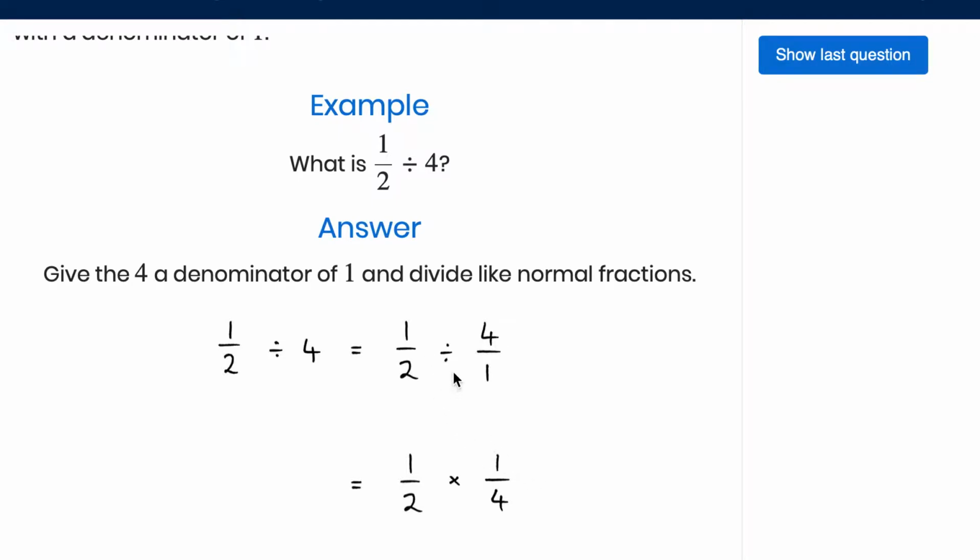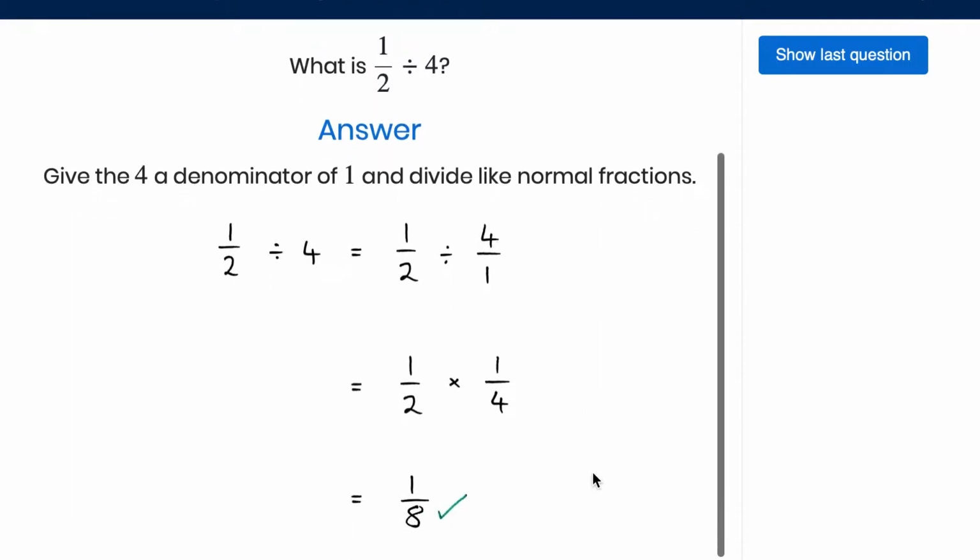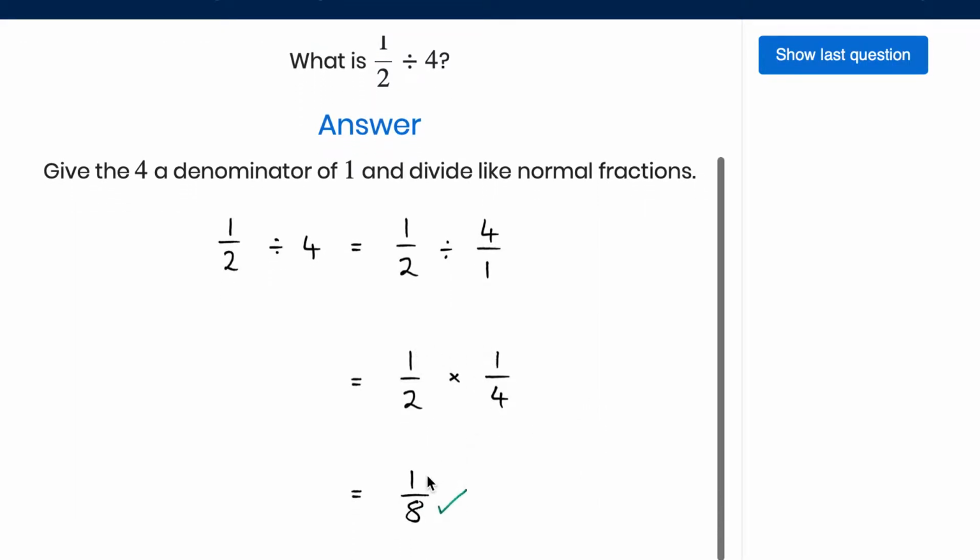So 1/2 divided by 4 over 1 is the same as 1/2 times 1 over 4, where we've flipped the numerator and denominator of the second fraction. And to multiply two fractions, we simply multiply the numerators together and then multiply the denominators together. So 1 times 1 is equal to 1, and 2 times 4 is equal to 8. And that's it. Our answer is 1 over 8, or 1/8.